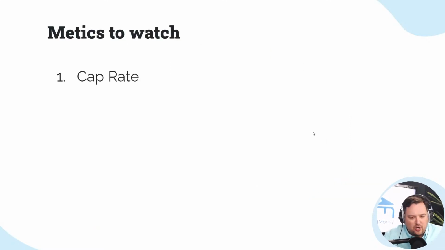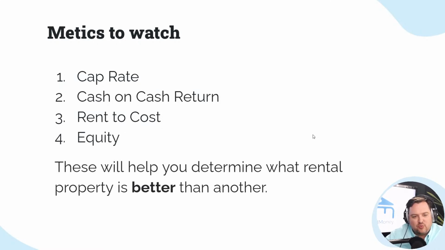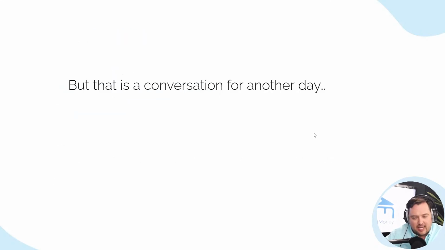Metrics to watch, okay? You've got to watch cap rate. You've got to watch cash on cash return. You've got to watch rent to cost. You've got to look at your equity and keep a really good idea of where that equity is. And these will help you determine what rental property is better than another. But that's a conversation for another day because we've gone through a lot here.